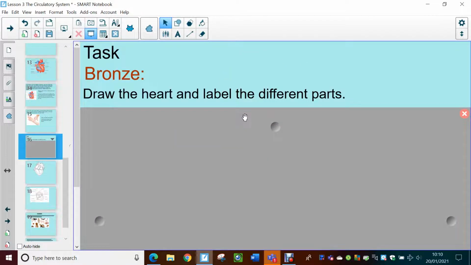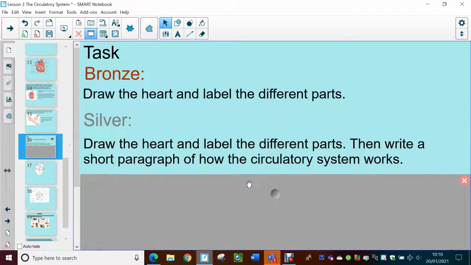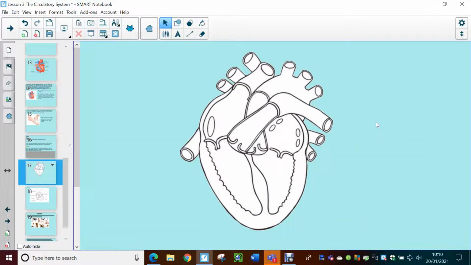Silver, the same as bronze, so draw the heart and label the different parts, but can you also then write a short paragraph of how the circulatory system works? And gold, the same as silver, plus add some extra information about the role of the lungs. So those are your tasks. I'm going to pause it on here, and you can pause as well, and have a go at that, remembering that there is a support sheet if you need it. Be back in a moment with the answers.